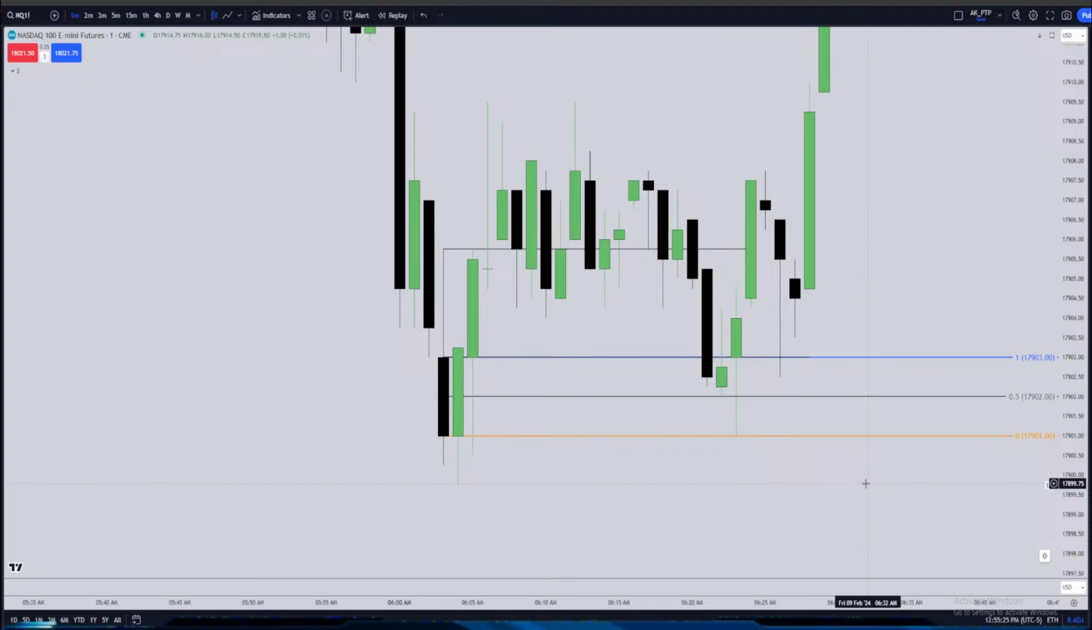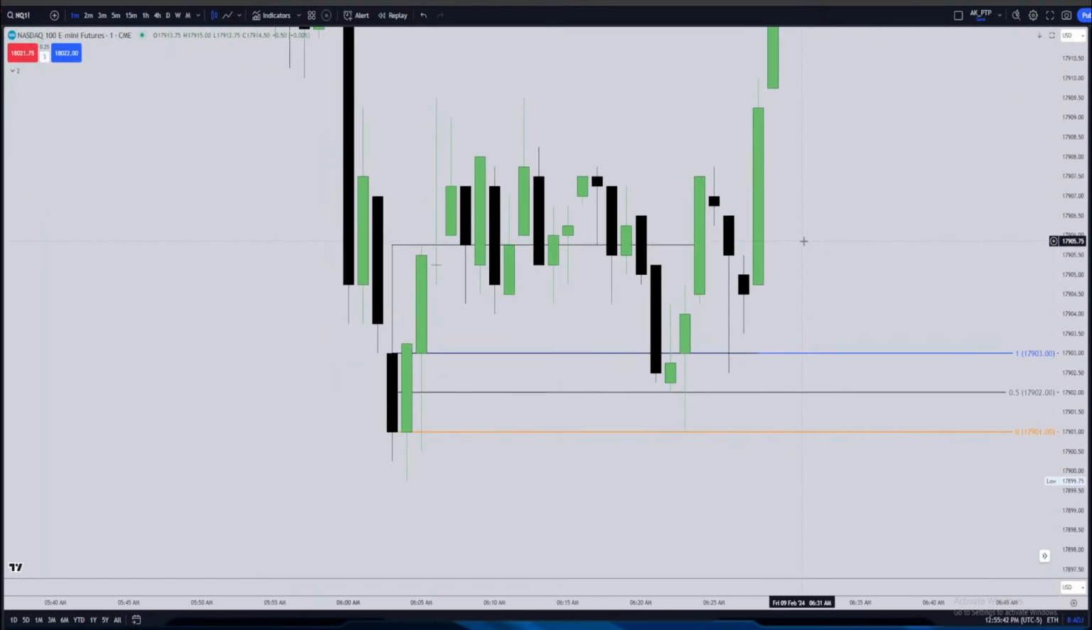If it comes lower, it stops me out, no problem. This time it didn't work. It will not work 100% of the time. Even for ICT it doesn't work 100% of the time. But I have confidence that now it's going higher, and that's exactly what it did. So this is where I look at the mean threshold from body to body.